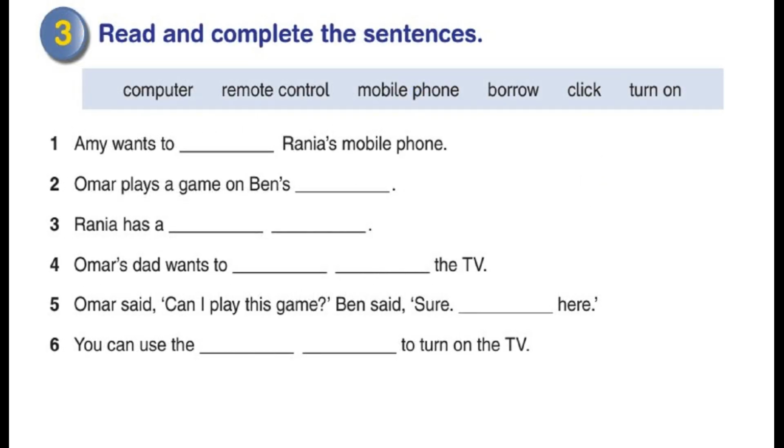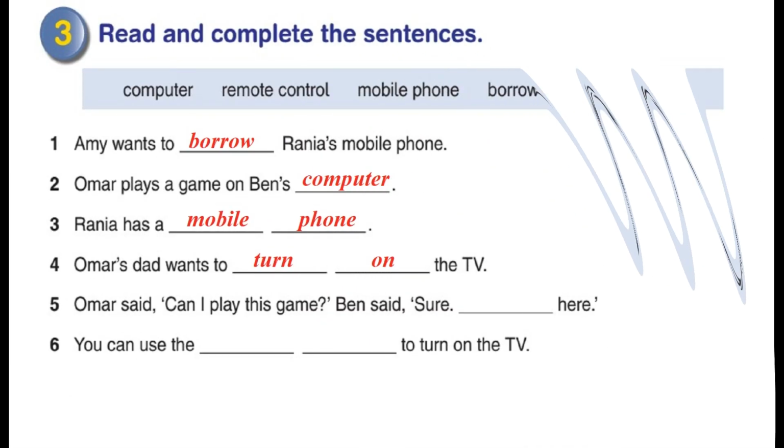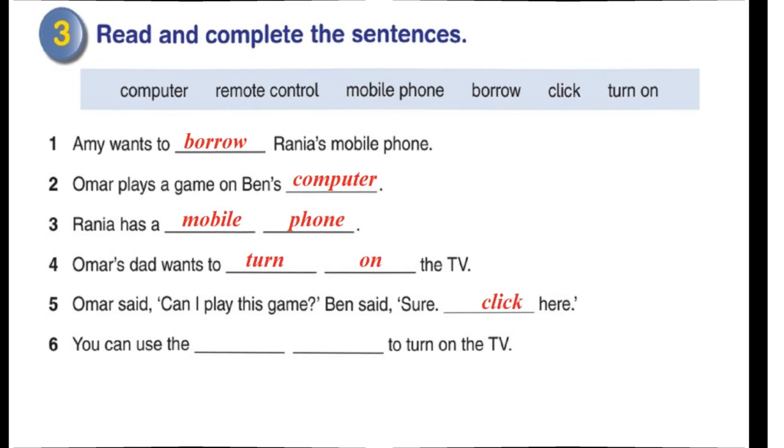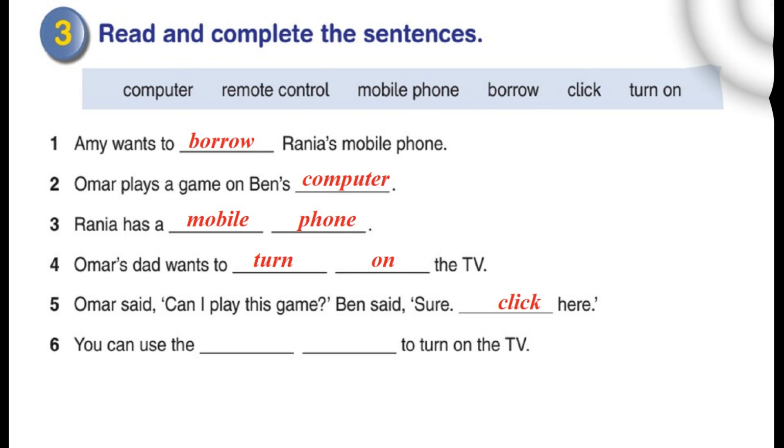3. Read and complete the sentences. Computer, remote control, mobile phone. Borrow, click, turn on. 1. Amy wants to borrow Rania's mobile phone. 2. Omar plays a game on Ben's computer. 3. Rania has a mobile phone. 4. Omar's dad wants to turn on the TV. 5. Omar said, "Can I play this game?" Ben said, "Sure. Click here." 6. You can use the remote control to turn on the TV.